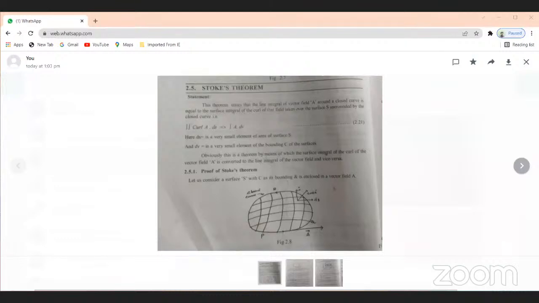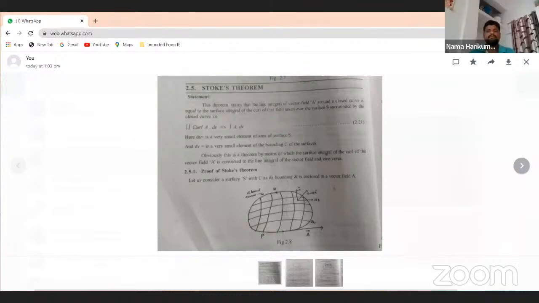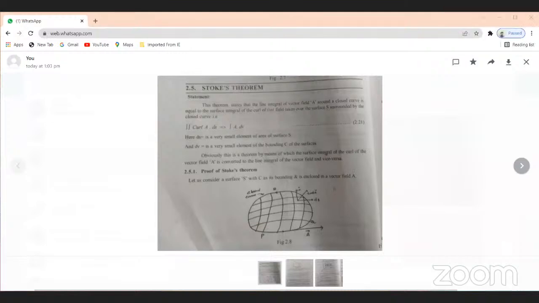So last one, volume integral is there. Anyone tell what is the volume integral? Example of volume integral is cube, sir.